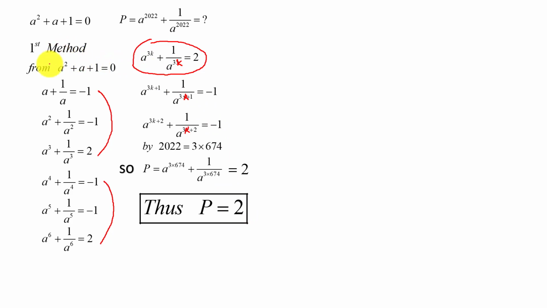This is the first method that I show you, and to find this, you can multiply this with this, or you can multiply this with this, and we get this equation. And you can do it by yourself. And now I want to show you the second method. Now we go to the second method together.